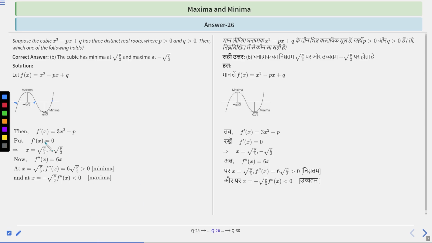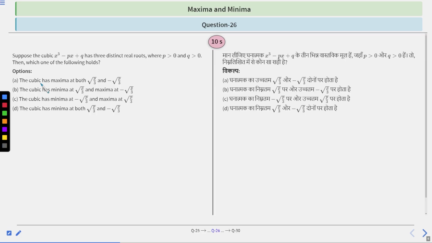Clear? Because at x equal to root p by 3, f double dash x is greater than 0. That means the function will attain minimum value, right? So hence the cubic has minima at root over p by 3 and maximum at minus root over p by 3. Got it? So I think option B is the right choice. Okay. Let's move to the next question.